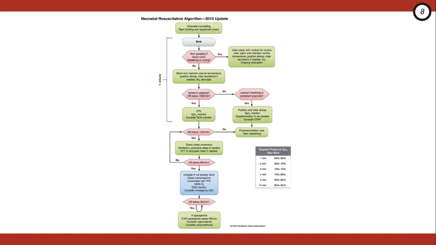This is the 2015 NRP algorithm. To be honest, I look at this, I see a bunch of boxes, a lot of words, and then my vision goes blurry. No way am I going to be able to recall this in a stressful event. So yeah, it's a bit overwhelming.